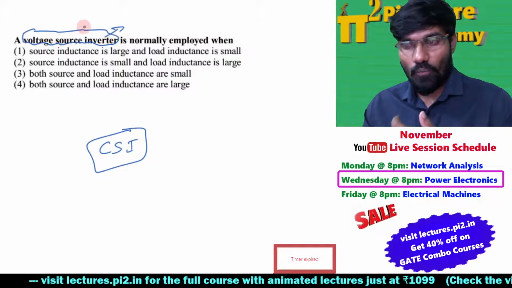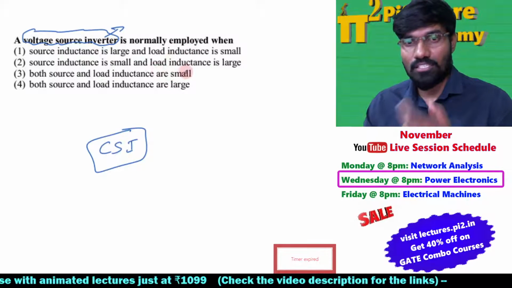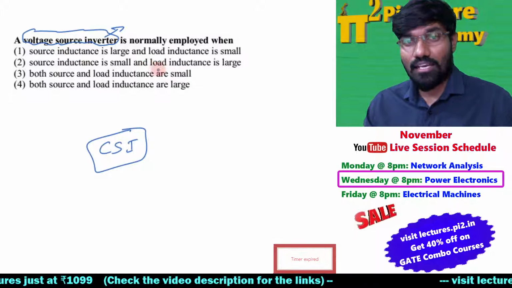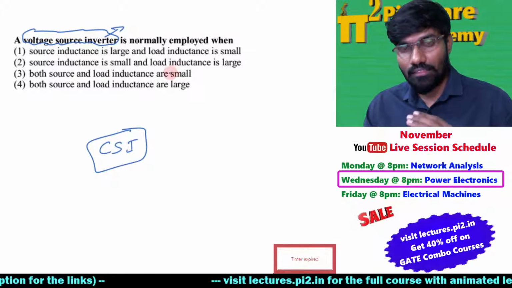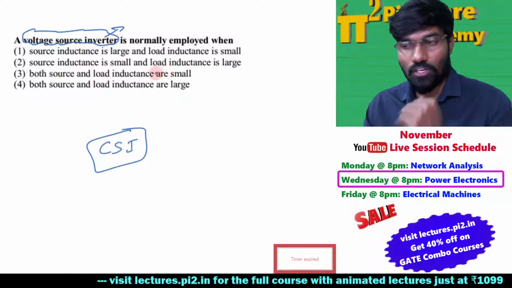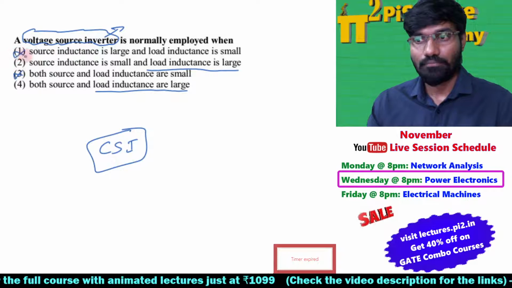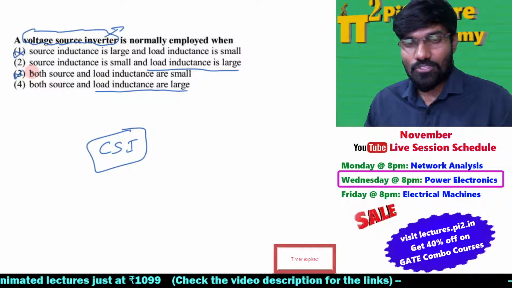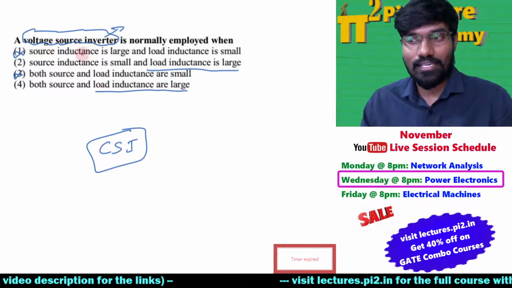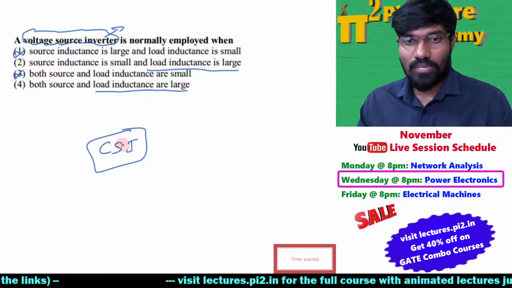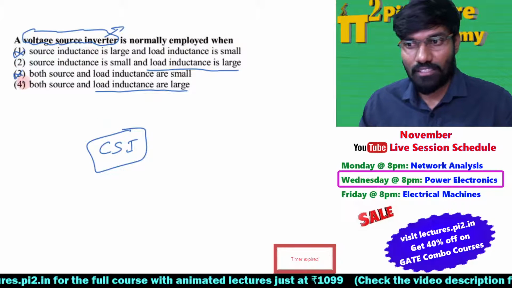Under this condition, if you use a resistive load, you will still get a square wave current, because the voltage is a square wave and the current will also be a square wave. If you use a load with a large inductance, then definitely the output current will have less harmonics. So large load inductance is correct and these two are wrong. If the source inductance is high, for a rectifier or an inverter, that makes it a CSI, and it won't allow changes in the input current. That's not required for us, so we prefer this.